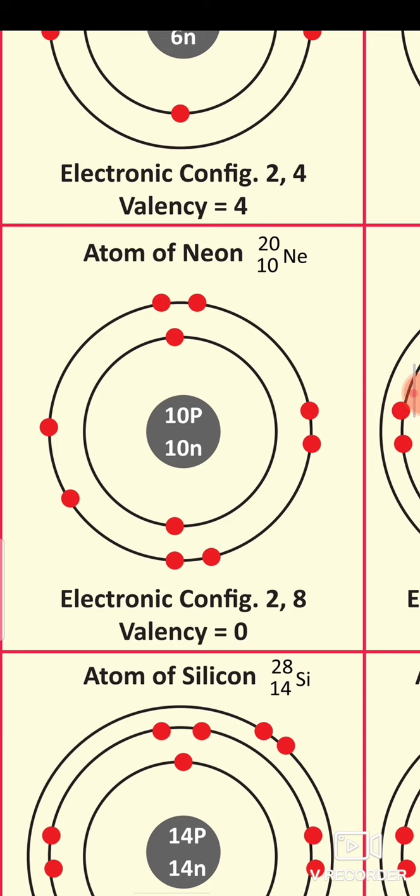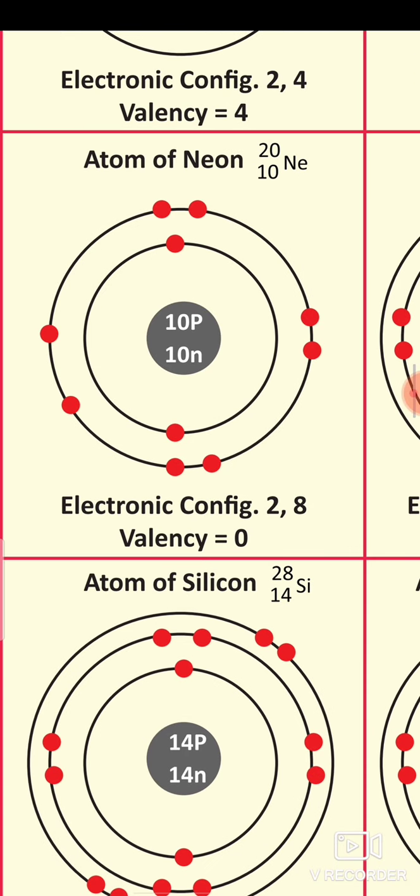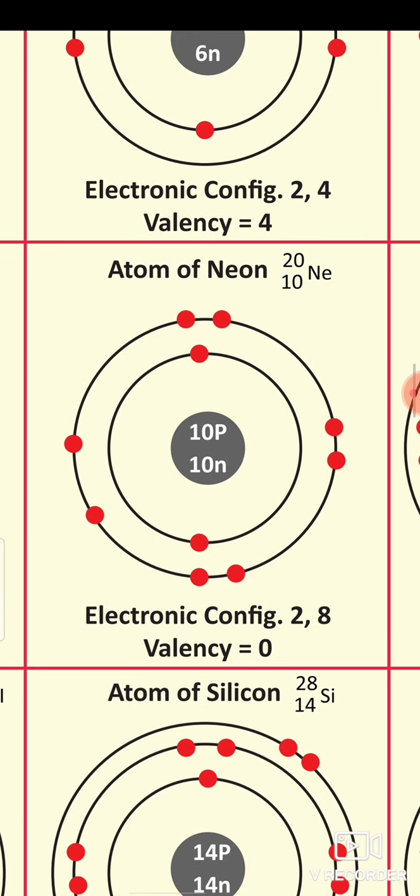Okay. Now I would like to draw an inert gas, neon. Neon is an inert gas. For this I would like to draw the electronic configuration once again. Okay. See this.